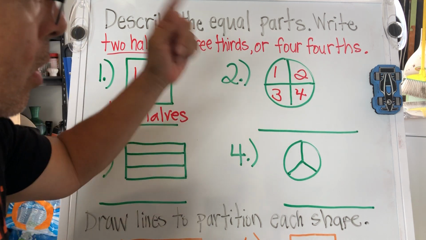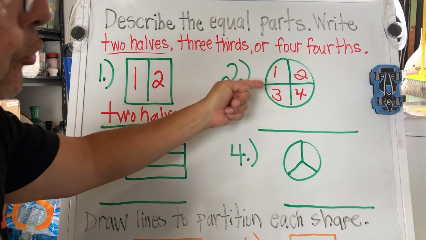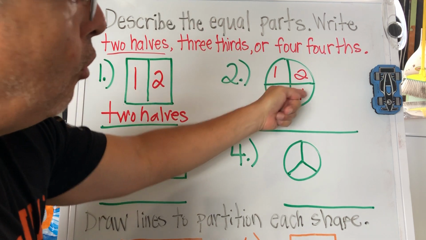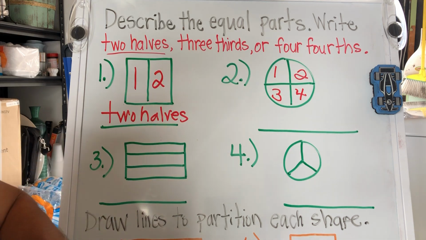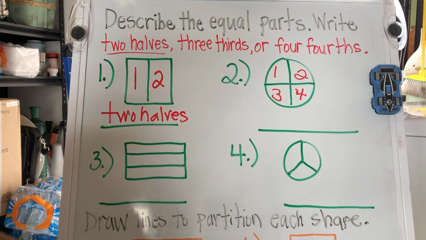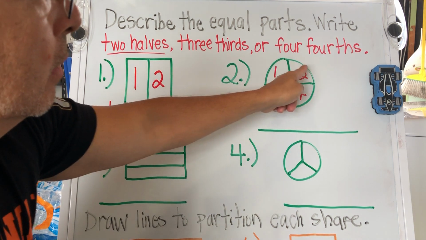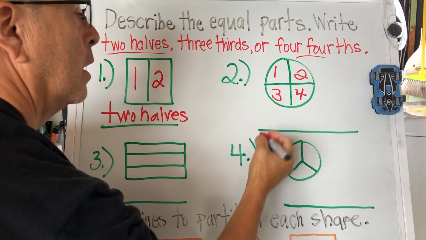If I remember, 1/4, 2/4, 3/4, 4/4. So this has been divided into 4 pieces, and we call that 4/4 because there's 4/4. So I'm going to write this one, 4/4.